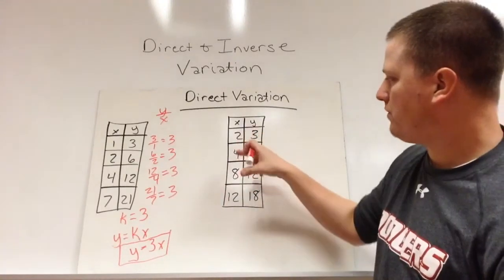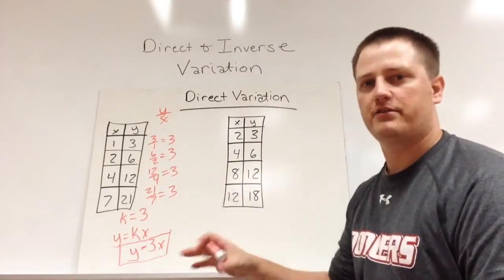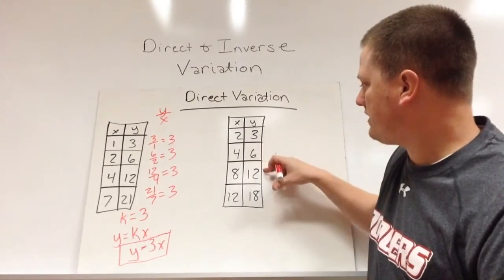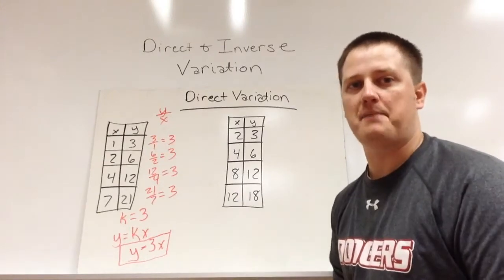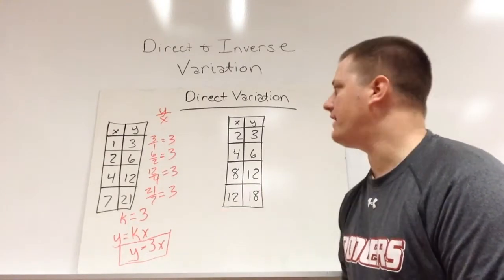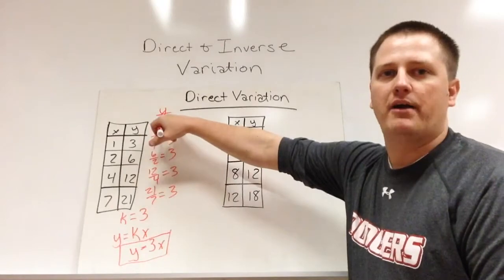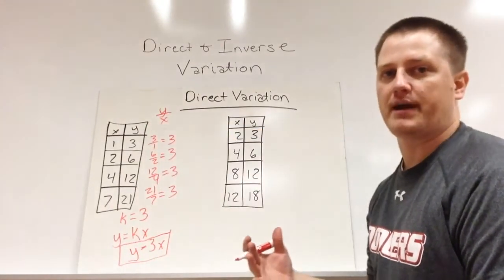So now let's go through this a second time with this second table. Again, 2, 4, 8, 12. The x's are getting bigger. The y's, 3, 6, 12, 18, are also getting bigger. They're going in directly the same path, so it might be direct variation. We use our ratio y over x to check if it is direct variation.